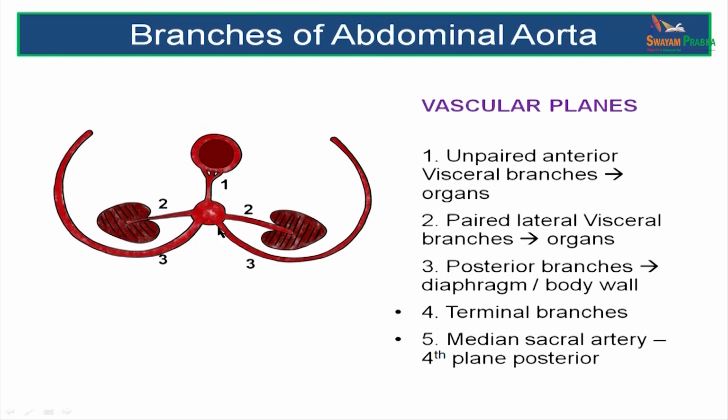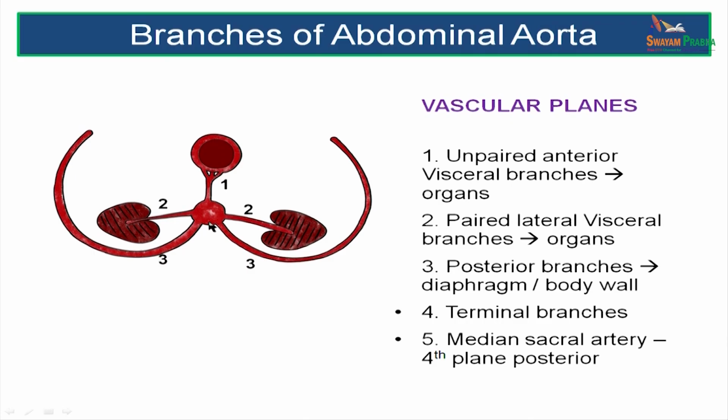Now let's discuss the branching pattern of this abdominal aorta. The abdominal aorta has several branches. In order to simplify and understand the branching pattern, let's talk about vascular planes. If you look at this diagram, this is the abdominal aorta in a transverse section. So that's anterior, this is posterior and that's on either side.